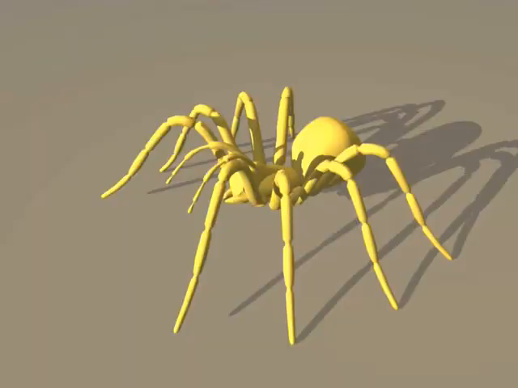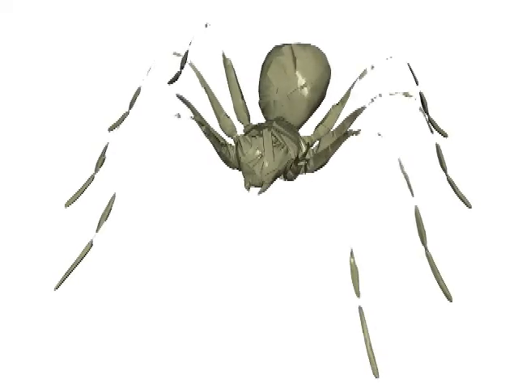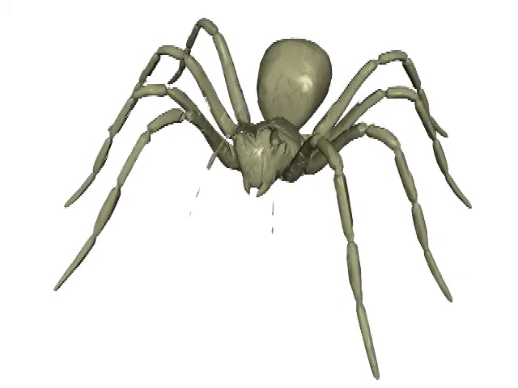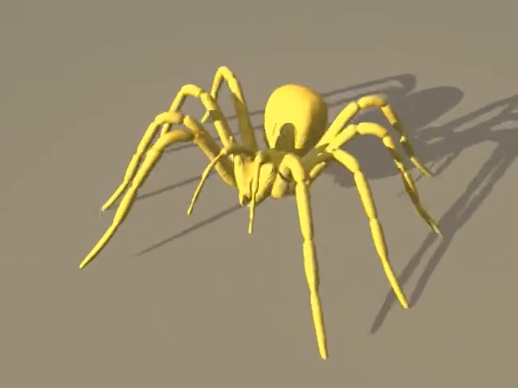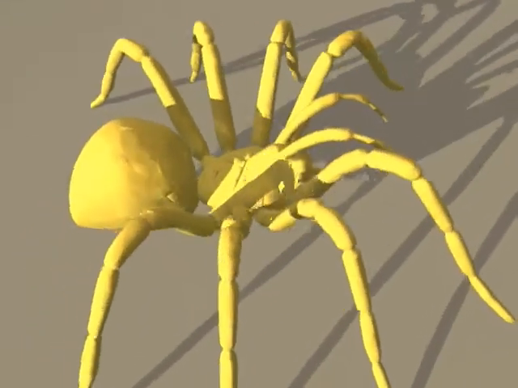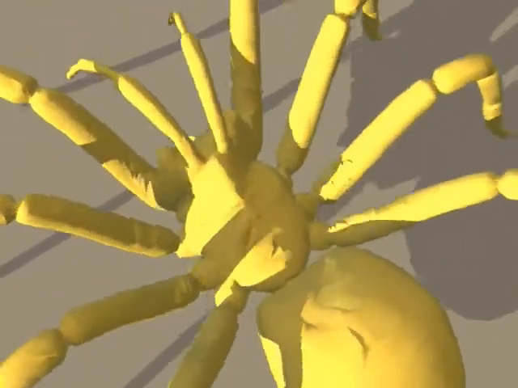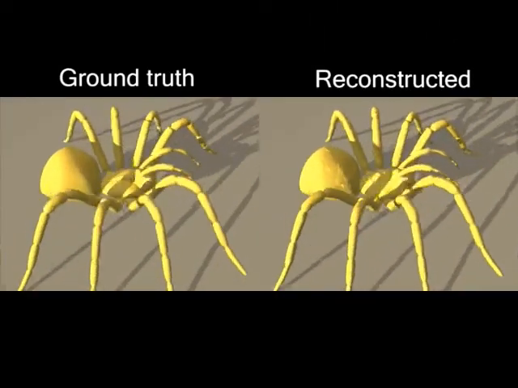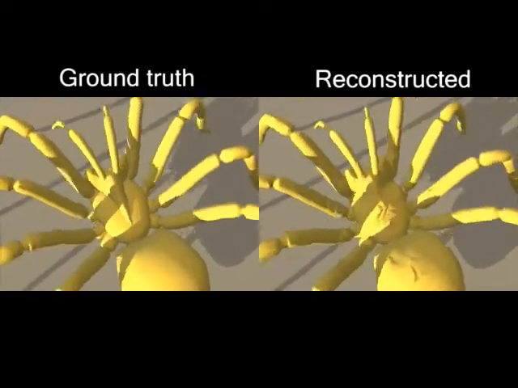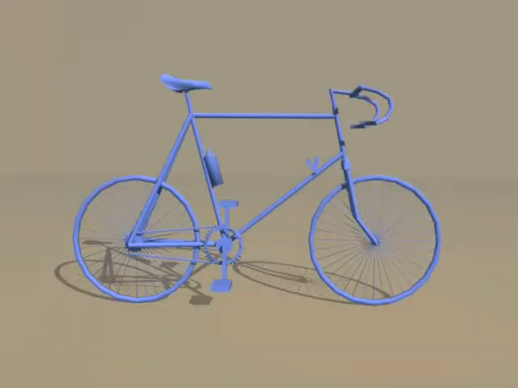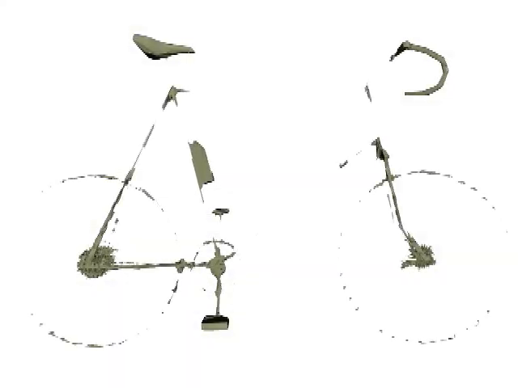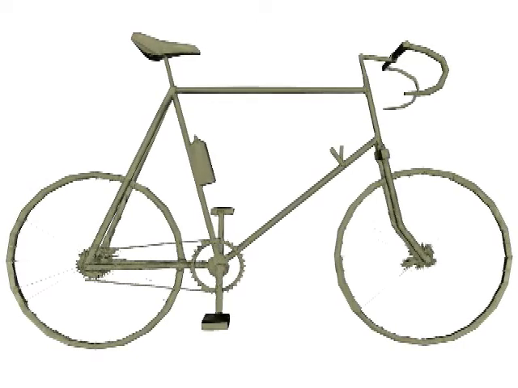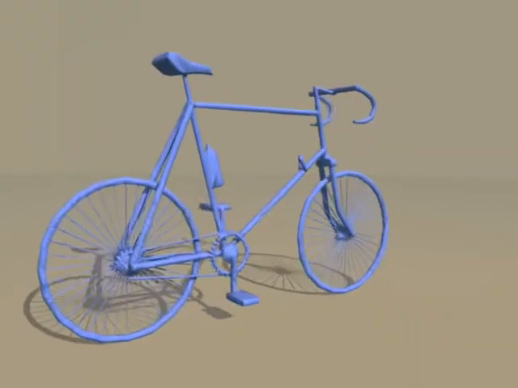Next, we show the results for a spider with thin legs. 80 views were used in this experiment. Finally, we show the results for a bicycle with many thin spokes and intricate gears. 60 views were used in this experiment.